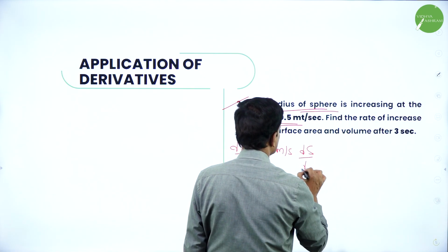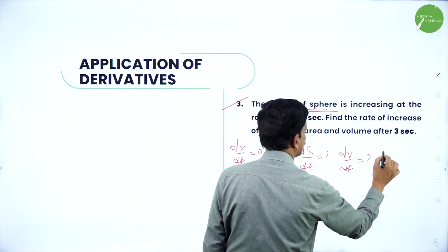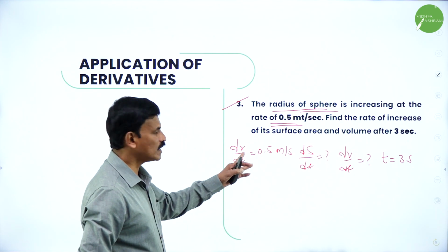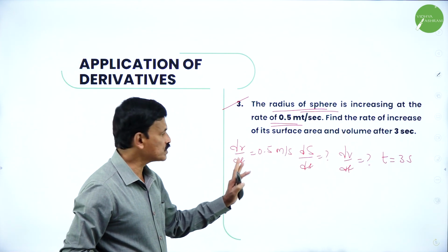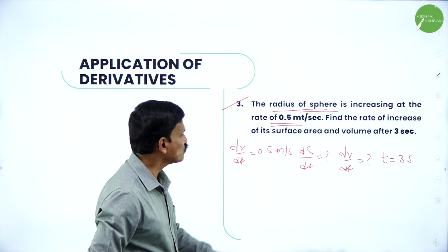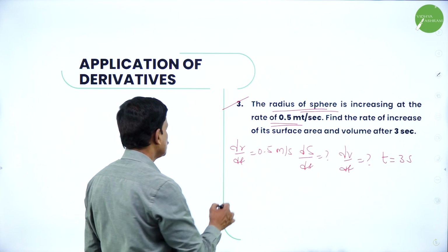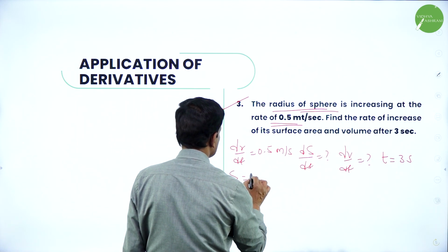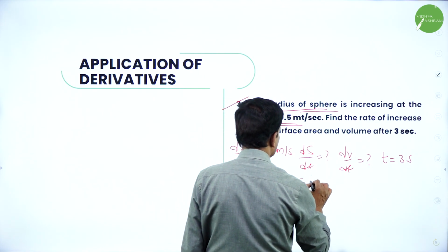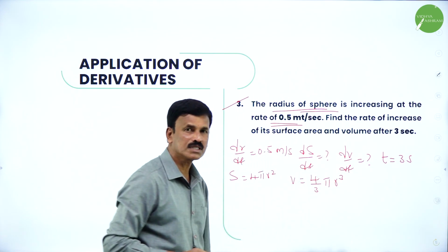Surface area, that is ds by dt, is question mark and dv by dt is also question mark, when time t is equal to 3 seconds. So what is given? dr by dt is given, t is given. What is to find? The rate of change of surface area, ds by dt, and the rate of change of volume, that is dv by dt. Now we know the formula for surface area, S is equal to 4 pi r square, and the volume V is equal to 4 by 3 pi r cube. These are the two formulas, right?